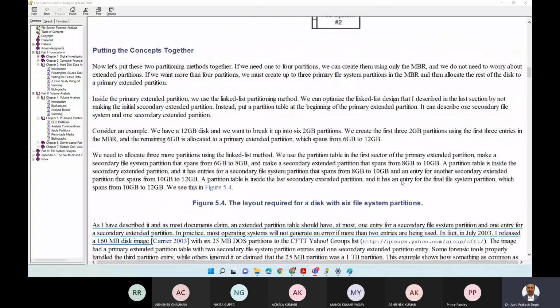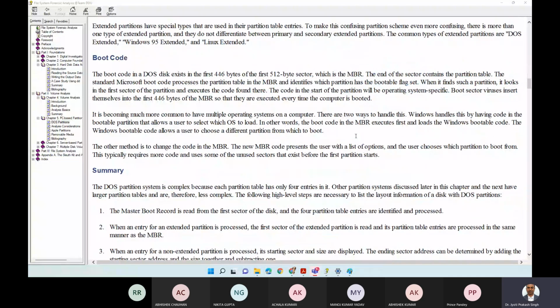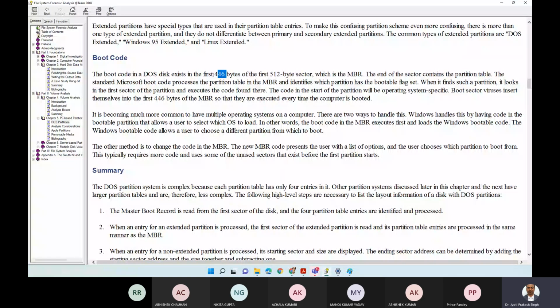So now let's see exactly one example. Another one is what I call boot code, like when the system operates. The boot code in the DOS disk exists in the first 446 bytes of the first 512 byte sector, which is the MBR. As I was saying, in this disk, in the first 446 bytes, you will have the boot code. That boot code will tell exactly how to switch on the system. The end of the sector contains the partition table.